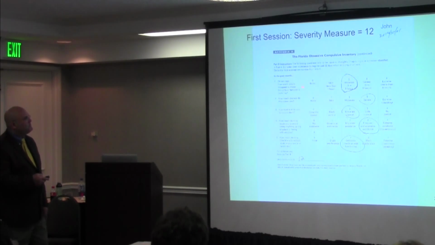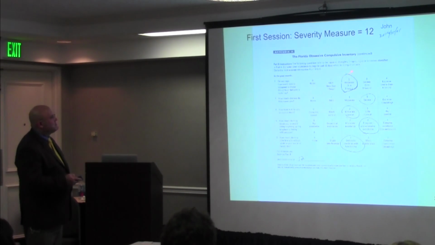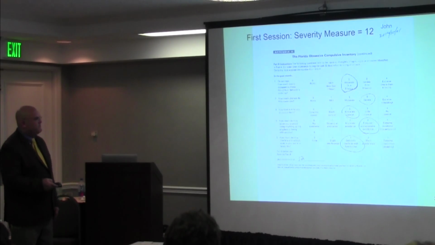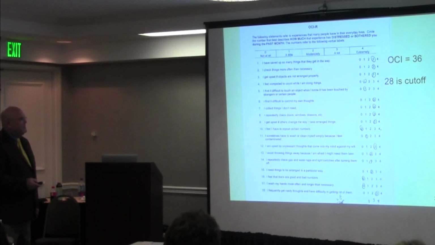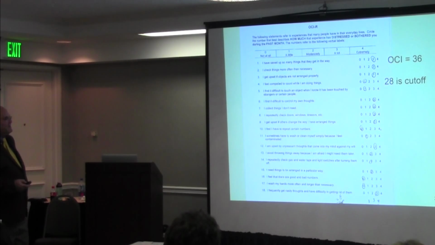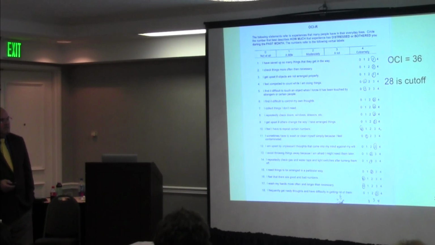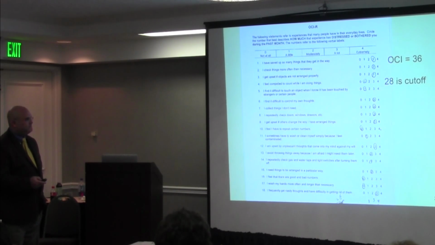So, for example, how much time does he give to these thoughts or behaviors? He's saying it's 2 to 3 hours per day. That's how much time it's taking. And his score here is 12. The OCI form is 18, okay? And 28 is cut off. So he scored 36 at the beginning of the first session.